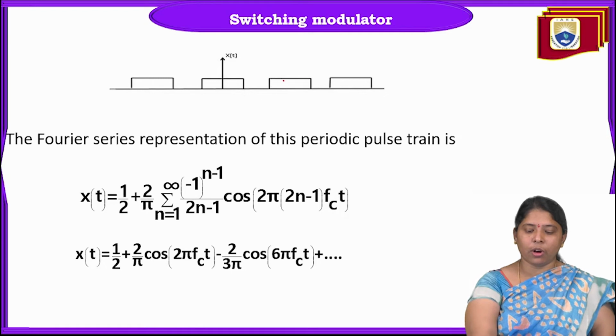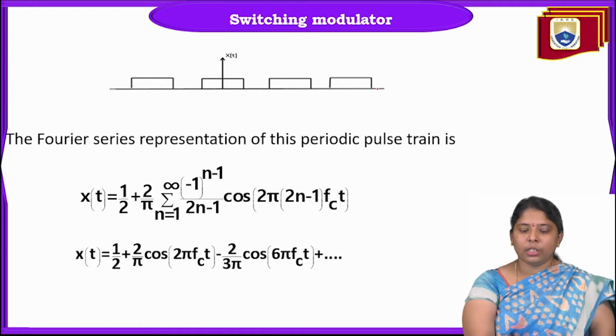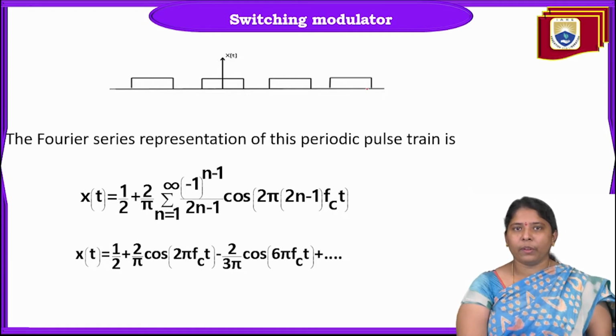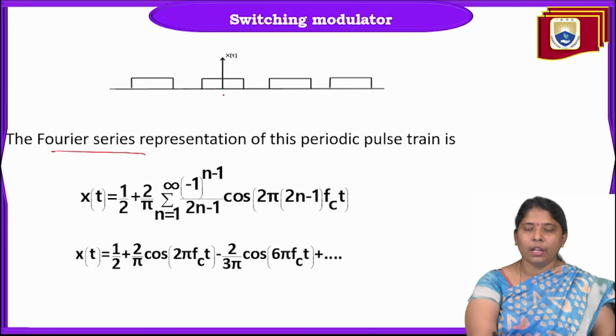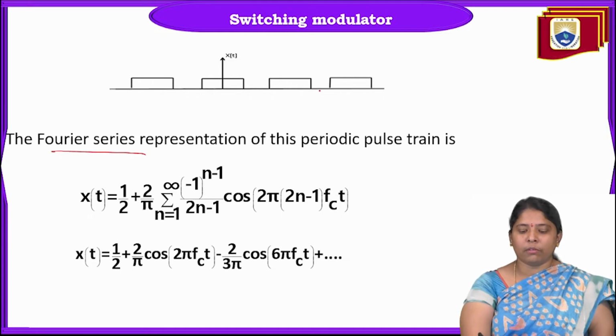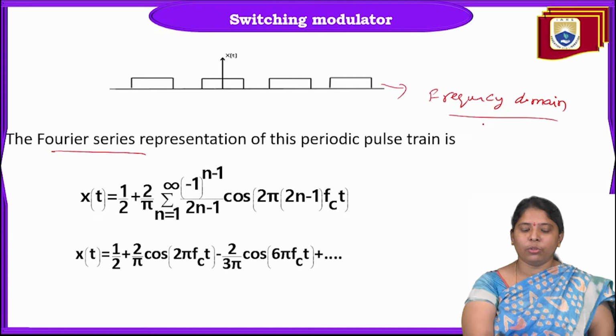So this is a periodic on and off action. So this is a periodic signal x of t. If we convert it to the Fourier domain, we will use the Fourier series concept for conversion of this signal to the frequency domain. To find the harmonics of a signal, we will use the Fourier series. So the Fourier series is used for this pulse train.